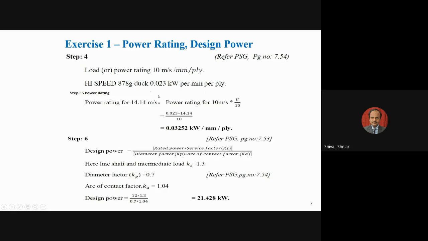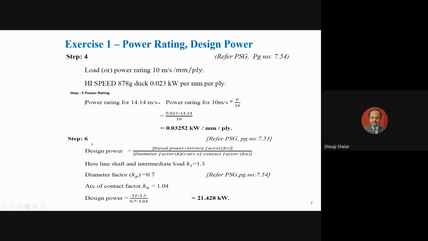So we have selected the high speed belt having load rating 0.023. So 0.023 into the current speed 14.14, divided by the standard speed of 10 meter per second. So we will get the power rating per millimeter per ply. Now the power rating required for this application is 0.03252 kilowatt per millimeter per ply. So this is the power rating we have calculated. So we have completed step 5 of power rating.